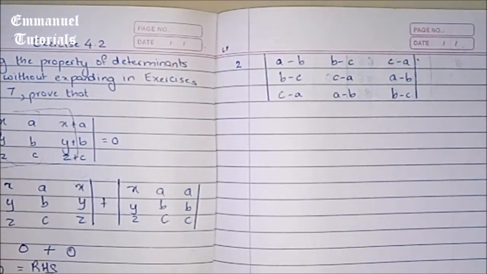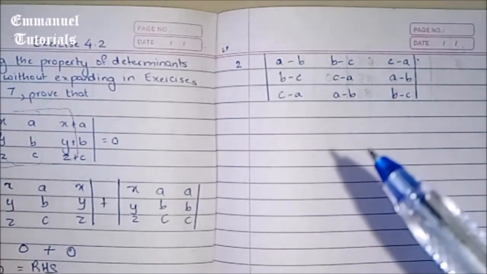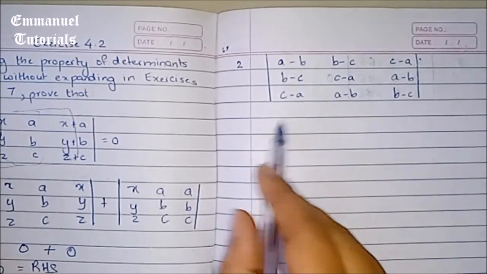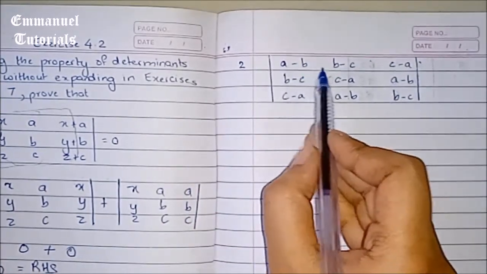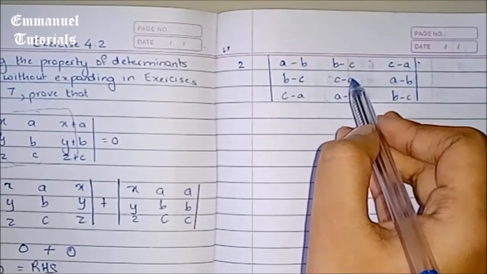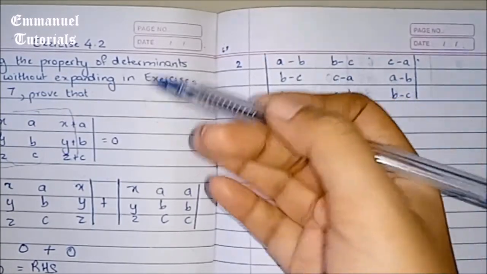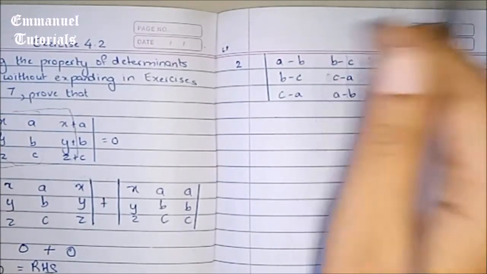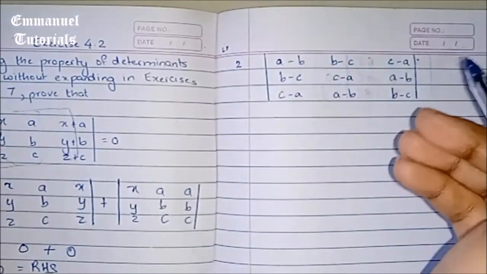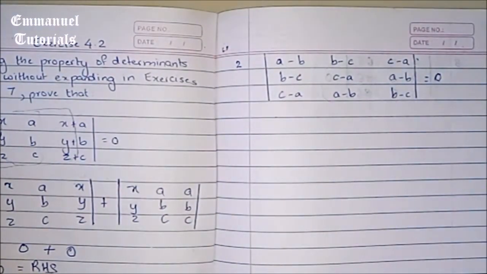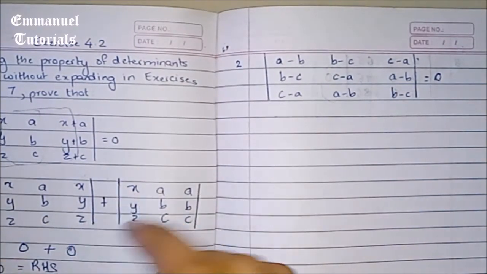Now here we are going to use another property, not property number 5. We are going to use property number 6. According to property number 6, if you add equi-multiples of any row or any column to any other row or column of the determinant, the value of the determinant is going to remain unchanged. Sorry, this should be equal to 0. So it's going to remain unchanged.